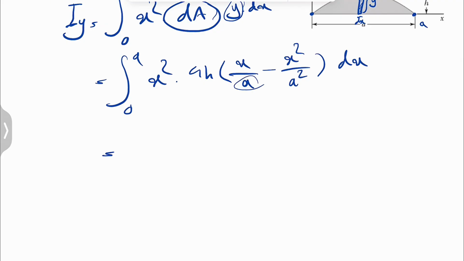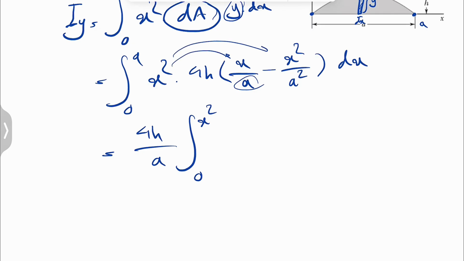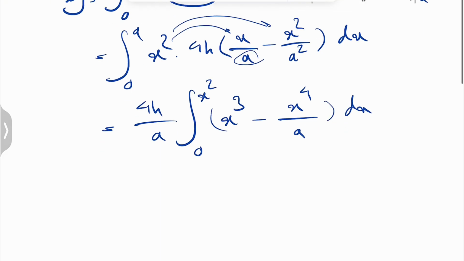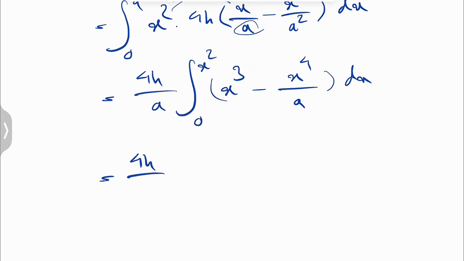So I'm just going to take out all the constants in here. I'm just going to factor one of these a's. So 4h over a, integral from 0 to a, and we have to multiply x squared in each of them. So we have x cubed. And if we multiply x squared by x squared, we're going to get x to the 4. We factor one of the a's, so it's only going to be one a in here, dx. And yeah, we have 4h over a, and we're going to do the integral.